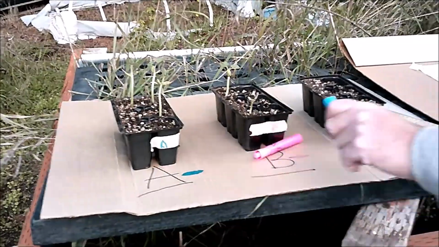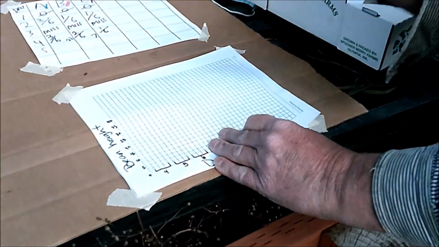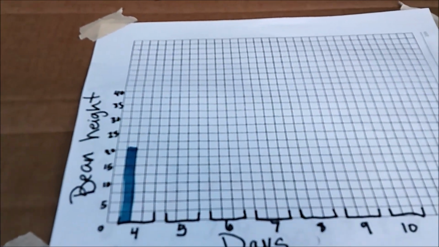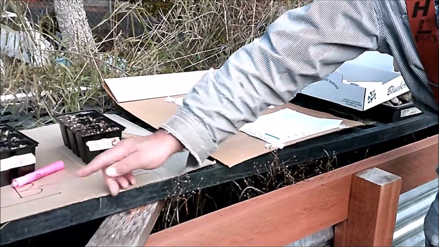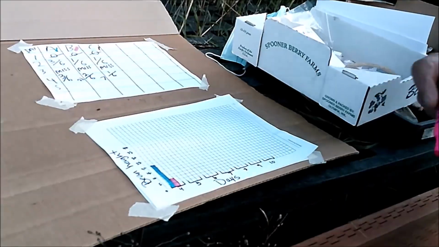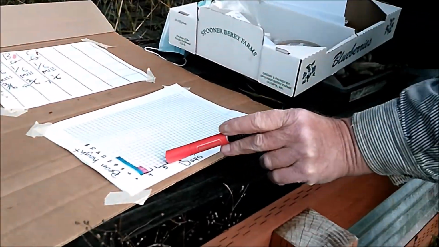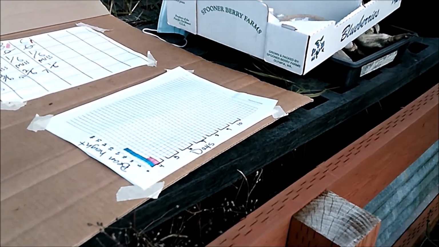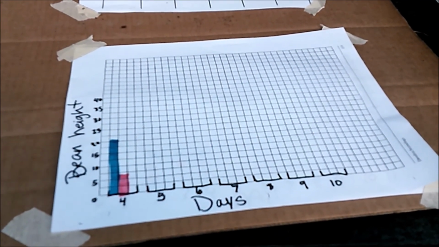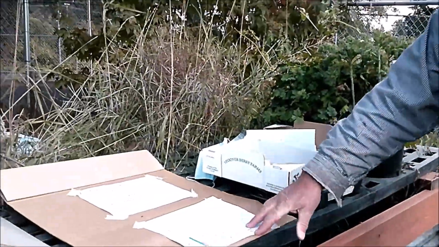A is the first one. I've said 21, so I'm going to take the blue, go up approximately to the 21. See how that looks? Then on B, which is pink, on day 4 it's 7. Trying to get approximately. On orange it's nothing, so I leave it blank. So I have now done that. I have filled this graph in.